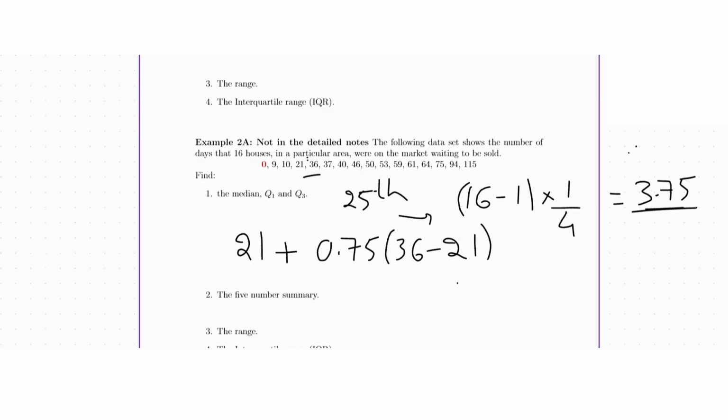Can you try the same thing for the 75th percentile? Yeah, sure. For the 75th one, other than 1 by 4, does it need to change, or does it stay as 1 by 4? No, it is 3/4 now. This is Q3, right? So it's 3 by 4, the 75th. Okay, 15 times 3.